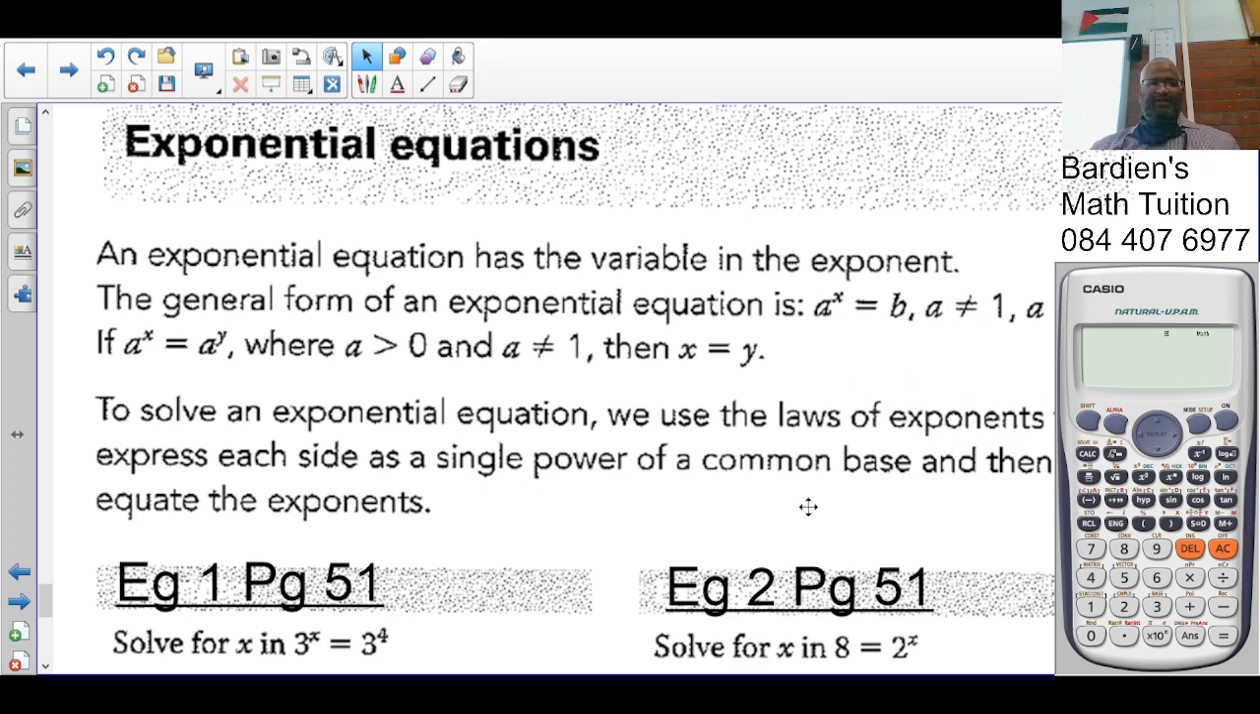To solve an exponential equation, we use the laws of exponents to express each side as a single power of a common base. So what you want to do is to get the bases the same. That's the idea in exponential equations. We're always going to try and get the bases the same, and then we equate the exponents. Equate the exponents means you set the exponents equal to each other.